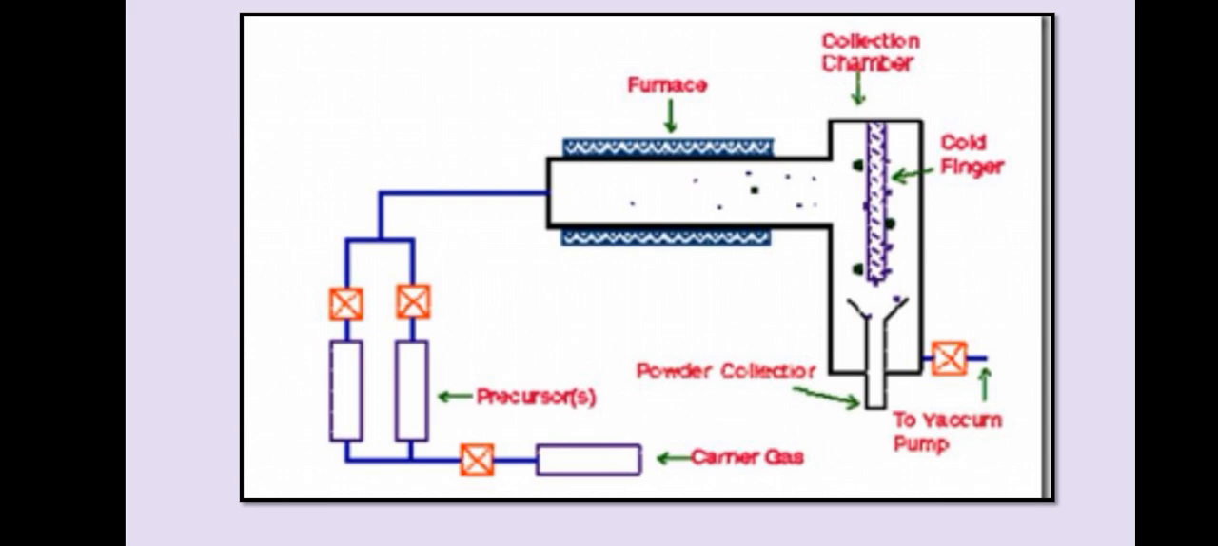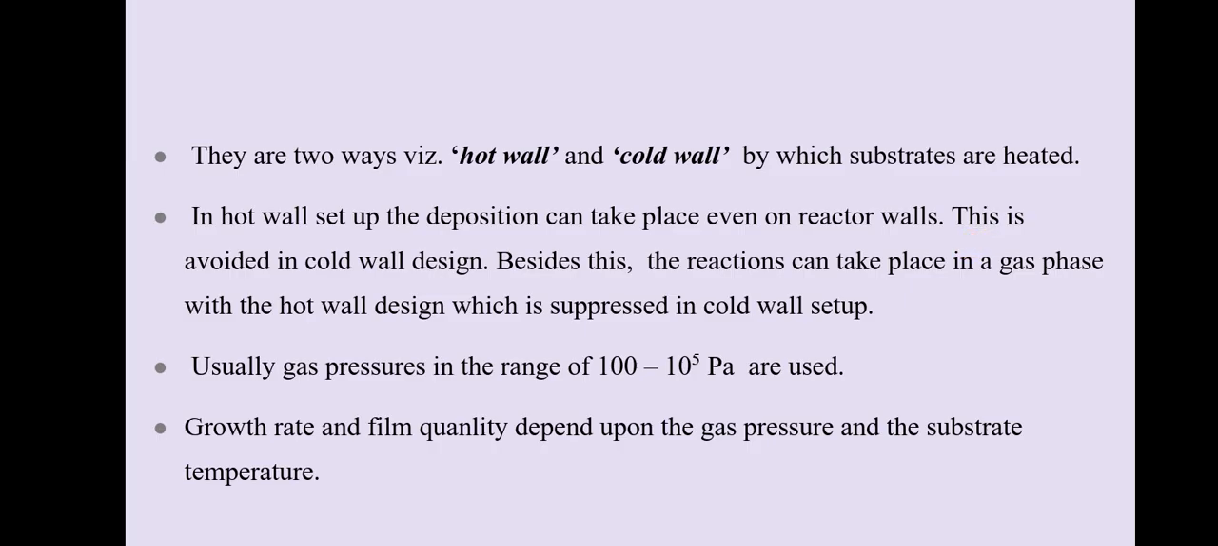It is the experimental technique of chemical vapor deposition. There are two ways, hot wall and cold wall, by which substrates are heated. In a hot wall setup, the deposition can take place even on reactor walls. This is avoided in cold wall design.